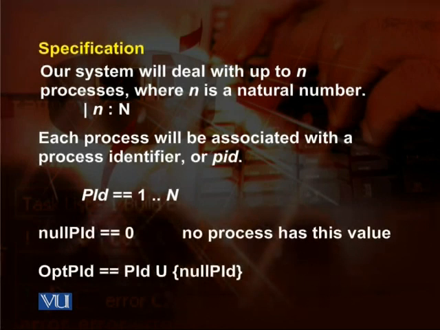Then we have a special process ID called null PID, which is equal to 0. Remember, a proper process ID is a number which is greater than 0. And all the process IDs would be our PIDs and our null PID, that is, the option of PIDs that we have. That is, all the PIDs union this null PID. So this is the starting point.